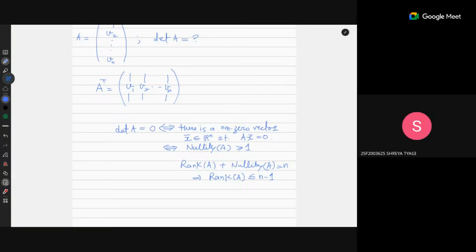Sir, what does nullity actually represent? Like, what is its uniqueness? So nullity is the dimension of the null space. Okay.